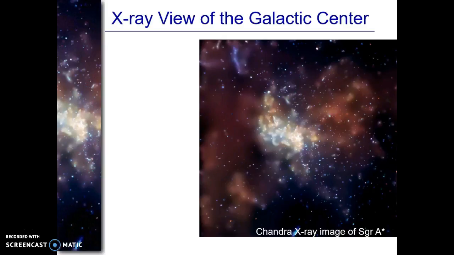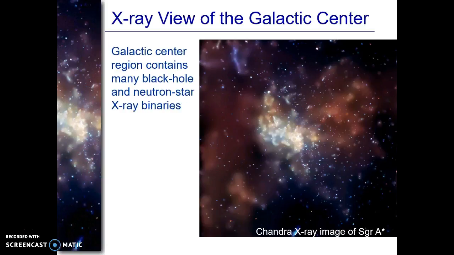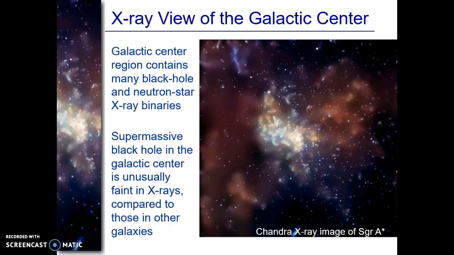All right, so here's some X-ray vision. This is the X-ray view of the galactic center for Sagittarius A*, and it says that regions there contain many black holes, neutron stars, and X-ray binaries, but again, they don't know for sure. They do believe that it's a supermassive black hole in the galactic center.